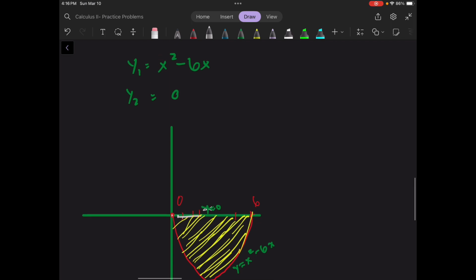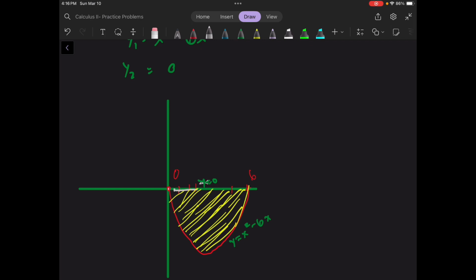In addition to the formula, let's realize why the formula makes sense. If we take some rectangle right here, it has some width, super small, delta x. What is the length? The length is just the displacement between the two functions. So the displacement between the two functions would be f of x minus h of x, or in this case 0 minus (x squared minus 6x). So let's test to make sure that this slice makes sense.